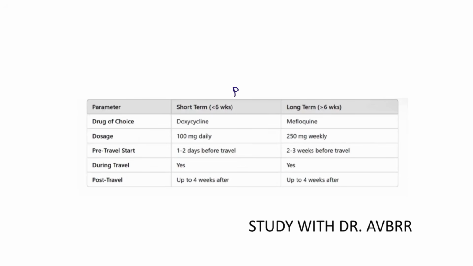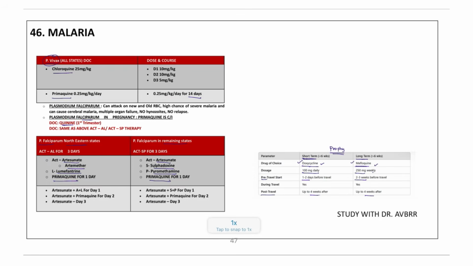Next, for the prophylaxis. For the short-term trip, doxycycline. For the long-term trip, it is mefloquine. And 100 mg daily for doxycycline, 250 mg weekly for mefloquine. And post-travel also you have to take it up to 4 weeks after. And pre-travel, 1 to 2 days before for doxycycline, 2 to 3 weeks before for mefloquine.